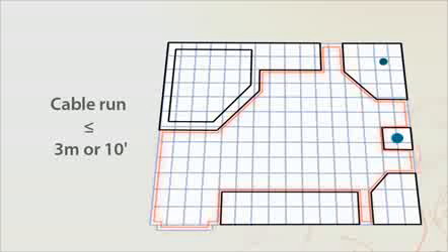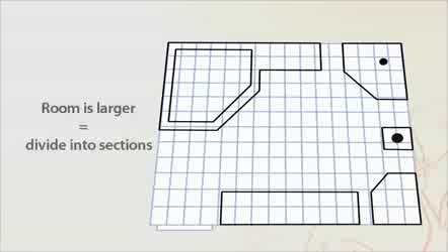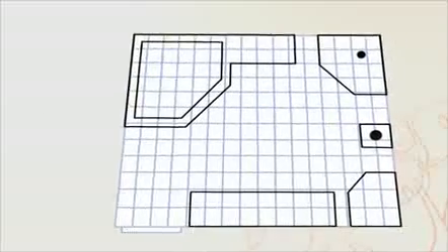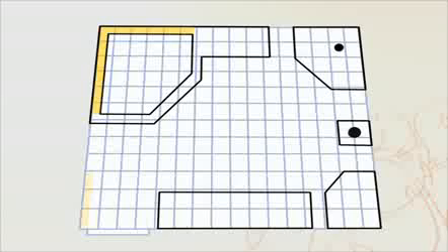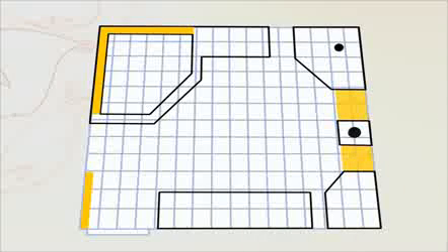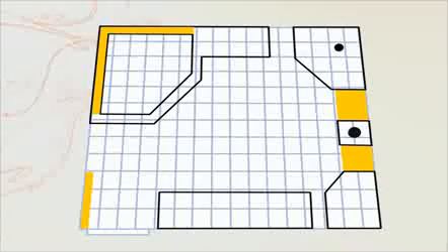Remember that no cable run can exceed 3 meters or 10 feet in length. If your room is larger, divide it into sections. Plan a buffer zone that is easily accessible at the end of the installation where you can place any excess cable. Pick low traffic locations such as behind a bath or a door. In our case, we will use the space on each side of the toilet as the buffer zone.